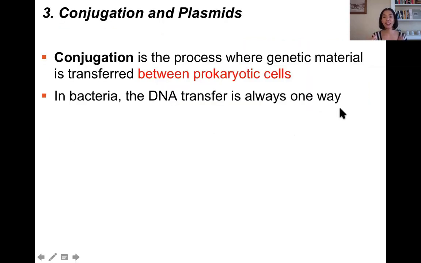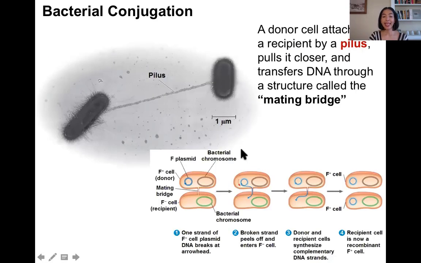The last mechanism by which bacteria or prokaryotes can exchange DNA is conjugation. And this is when the pilus, the structure that we just learned, comes in handy, because look at this. This is the pilus, and the DNA is going to be transferred using this pilus from this bacteria into this one.